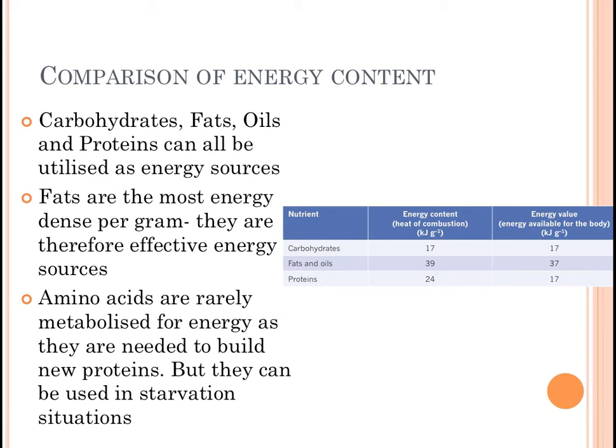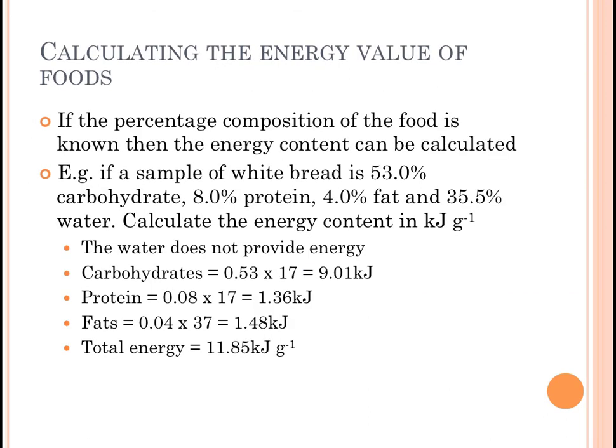Amino acids are really useful. We use them to build protein, so we'd very rarely break them down to make energy. But if you get into a starvation situation, then obviously anything goes, and keeping the body alive is more important than building new tissues, which is why you get muscle wastage when people have not got enough food, because they're going to be wasting away those muscles in order to keep them alive.